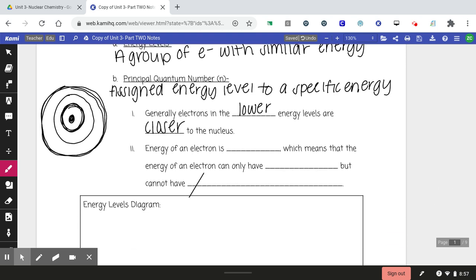Energy of an electron is quantized, which means that the energy of an electron can only have specific values, but cannot have values in between. We kind of went over this in the POGL, that we can't have an electron in between energy levels. They need to be going from energy level 1 to energy level 3, or energy level 6 to energy level 5. They can't be found in energy level 1.5. They need to be jumping between specific energy levels. They can jump between any energy levels, but they have to go from one to the other. They can't be found in between there.